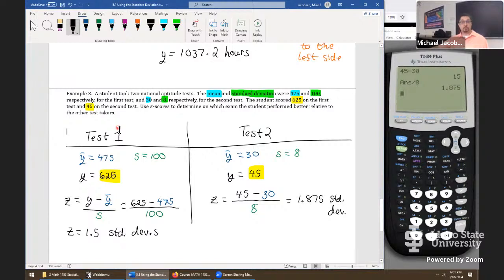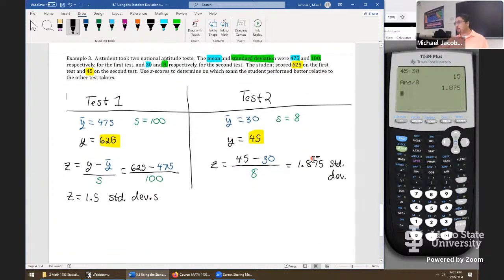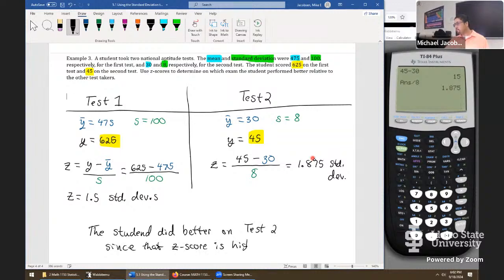Maybe what happened was the student took test 1 first, saw a lot of information, thought about it, went and took test 2 afterwards, maybe studying more, and just naturally did better, even though it was a different exam. But we'll say here, to finalize the problem, the student did better on test 2 since that z-score is higher.